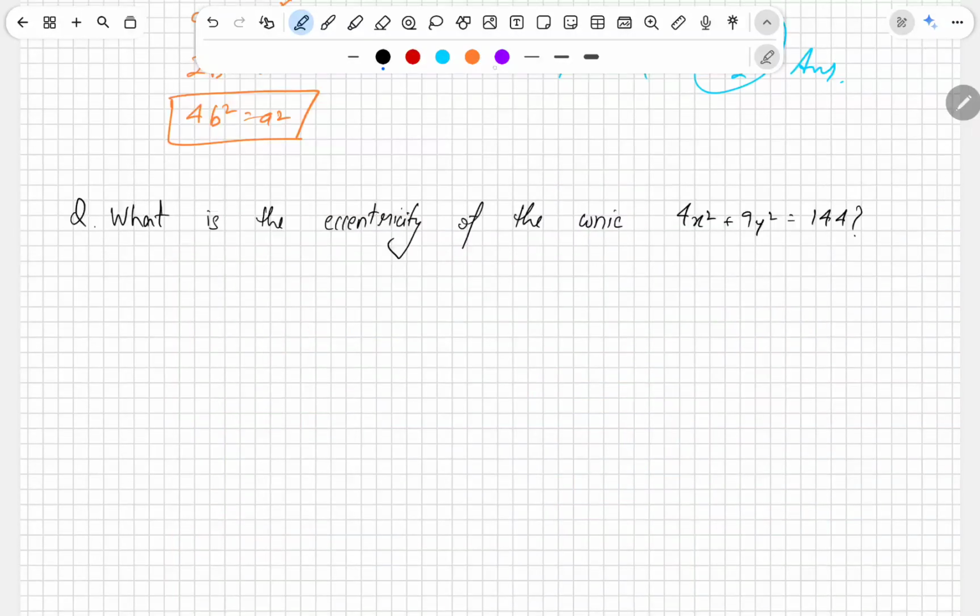Okay. So now let's focus on this question. What is the eccentricity of this ellipse? Please pause the video and try it for yourself. It's a very simple question. I hope you would have tried it for yourself.